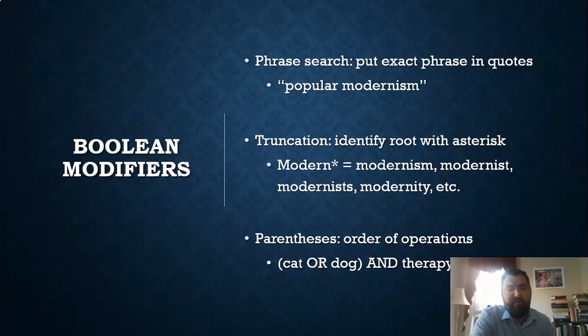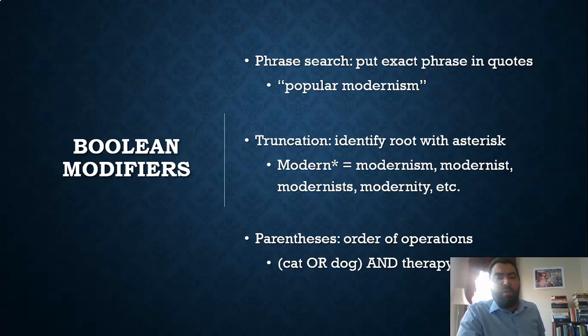Popular modernism is a very, very specific concept from a researcher I like and I follow. So by putting it in quotation marks, I limit the number of sources to a tiny fraction of what it would have been. And so that's going to make my research effective. If I didn't have the quote marks there, it'd be pretty much a useless search. So that's the phrase search.